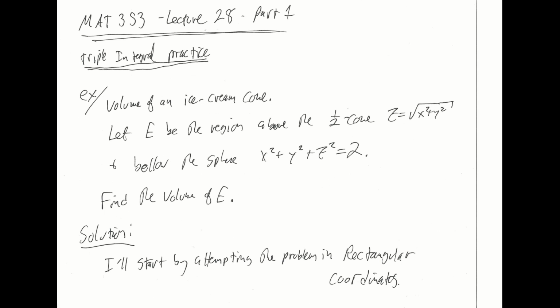I want to start with one particular example that I like because it's an example that we can think about in all three of our different coordinate systems and see how it works out in each. So we're going to be talking first about the volume of an ice cream cone. We're going to let E be the region above the half cone, z equal to the square root of x squared plus y squared, and below the sphere of radius square root of 2, given by this expression. And I want you to find for me the volume of E.